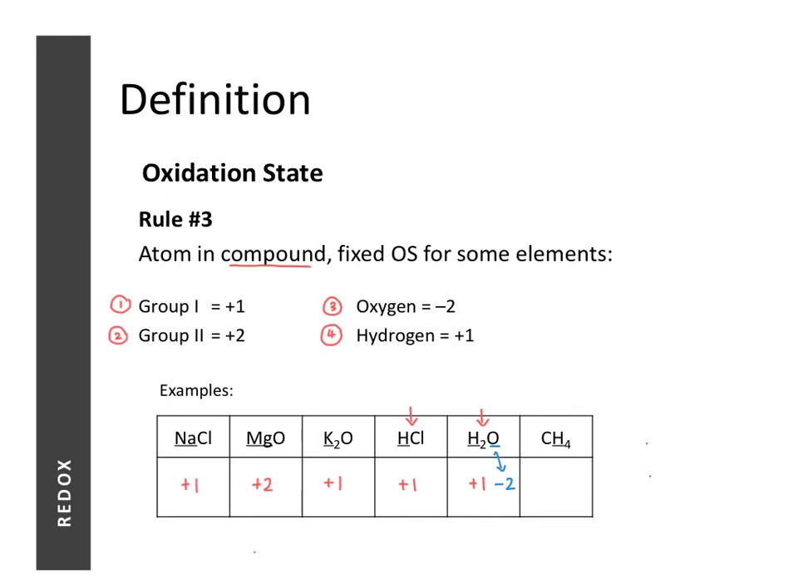And lastly, when we look at the last example, which is methane. In methane, what is the oxidation state of hydrogen? Once again, hydrogen is combined with some other element in a compound, so the oxidation state is always fixed to be +1.